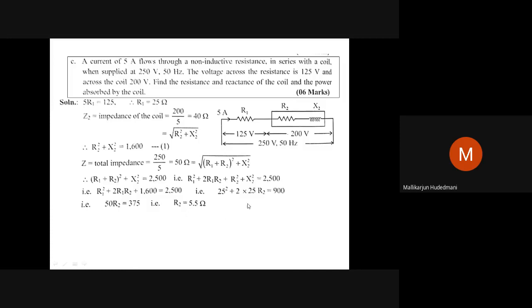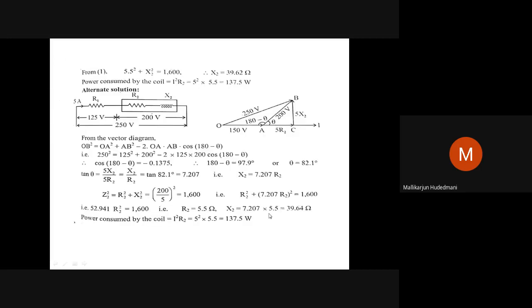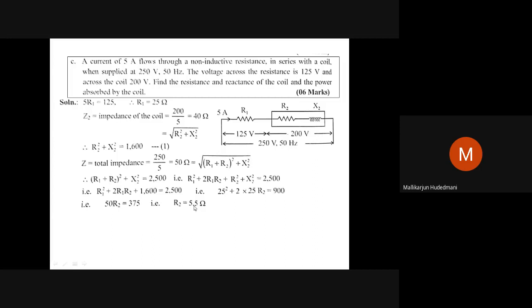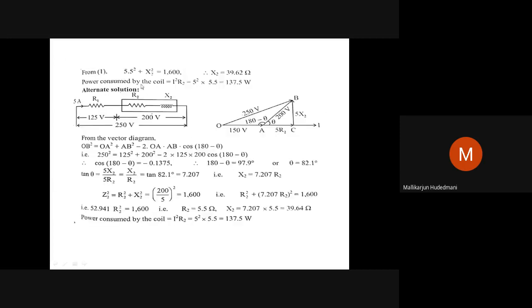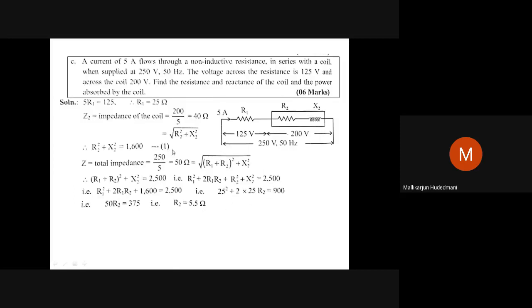So this is how you have to use your mathematical knowledge to get the result. Okay. 5.5 square plus X2 square equal to 6. I am substituting whatever value of R2 I am getting, either in this equation or in the second equation here. I'll be getting the X2 value. So this is a trigonometrical relationship of the sides and values. So this way I can do it simply.